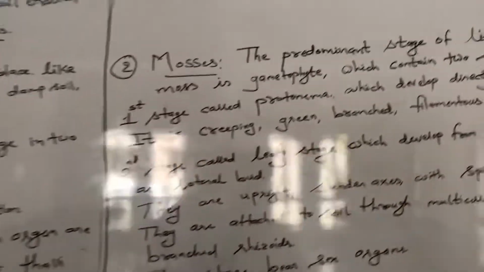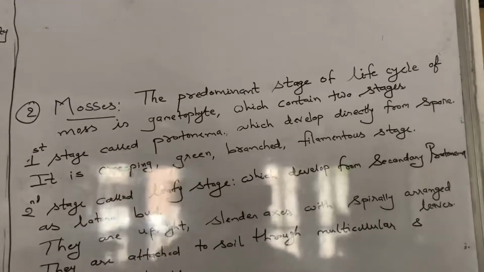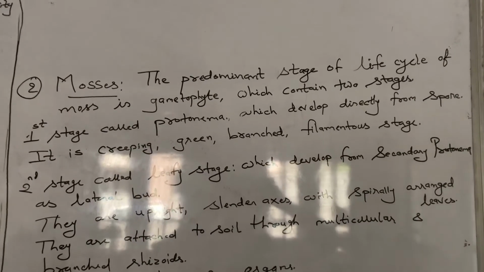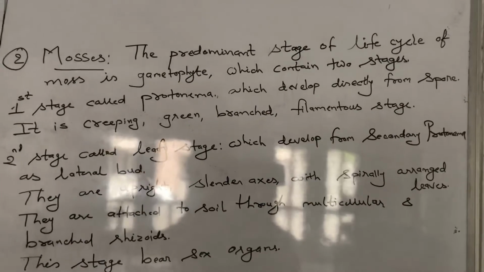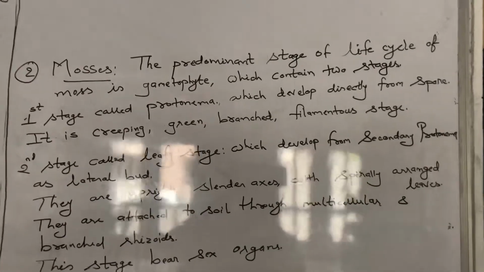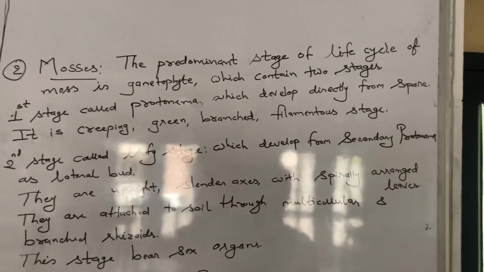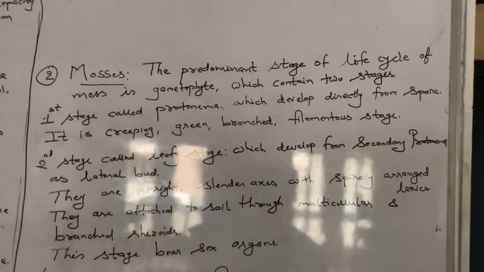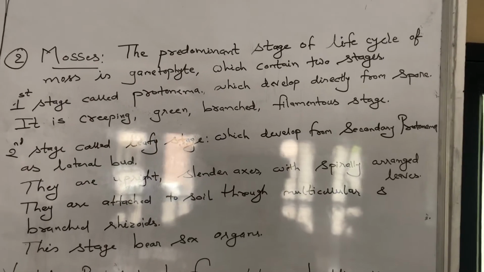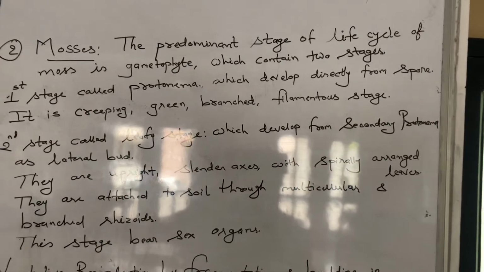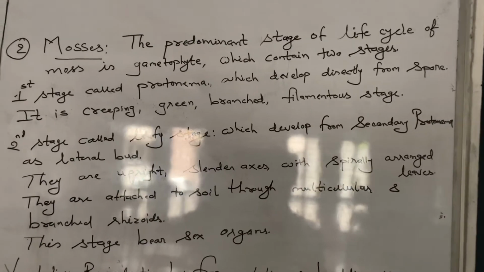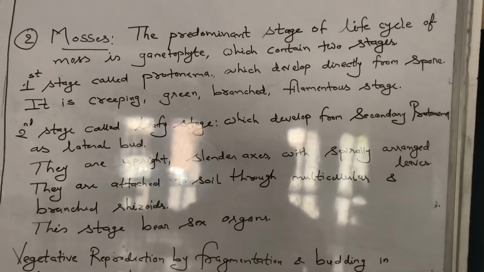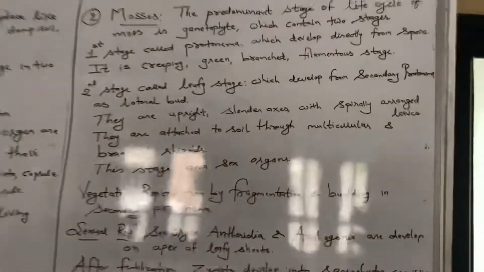Now another is moss. The predominant stage of the life cycle of moss is the gametophyte, which contains two stages. The first stage is called protonema, which is developed directly from the spore. It is a creeping, green, branched and filamentous stage. Filamentous means hair-like structure, and creeping means it is going to join with something, like revolving round, turning.